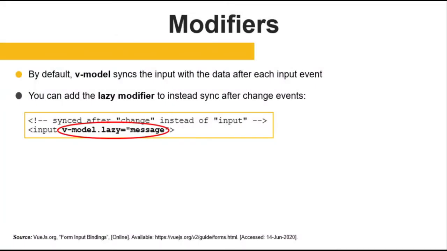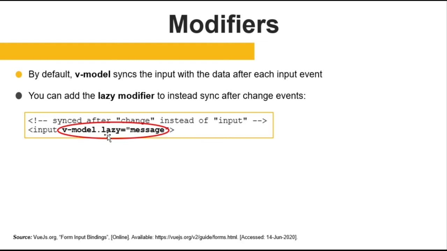Modifiers. By default, v-model syncs the input with the data after each input event. So you can add the lazy modifier to instead sync after change events. So what happens before is, if we type in a given text field, every time we type a certain content, it will be synced automatically. That's why every time you type an entry inside your field, it will be displayed right away on your web browser. So we can avoid doing that by using modifiers.